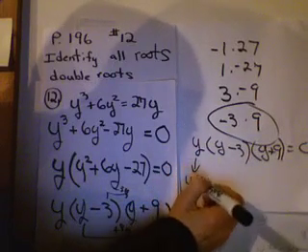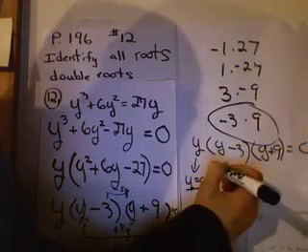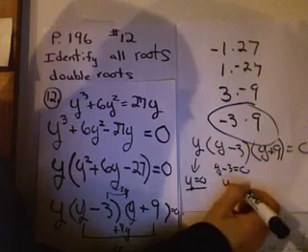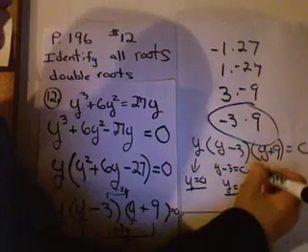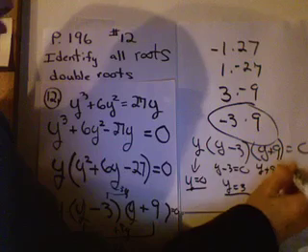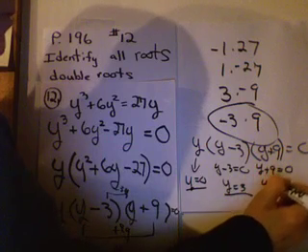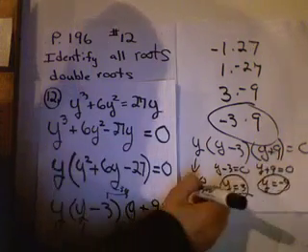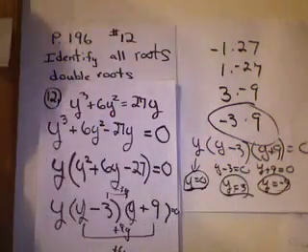y equals 0. That's one solution. y minus 3 equals 0. Solve that. y equals 3. y plus 9 equals 0. Solve that. y equals negative 9. Those are the three answers to problem number 12.